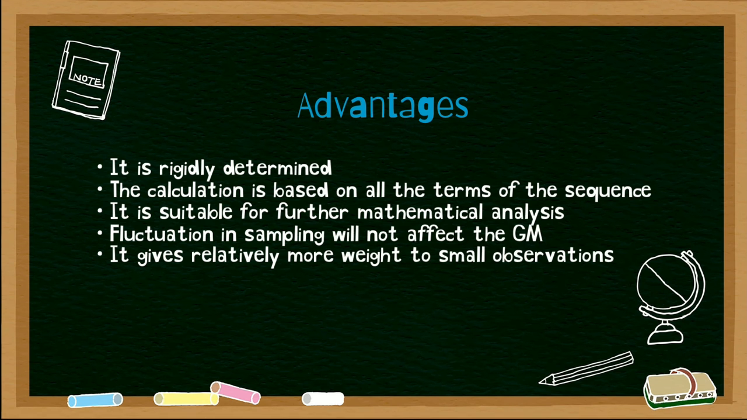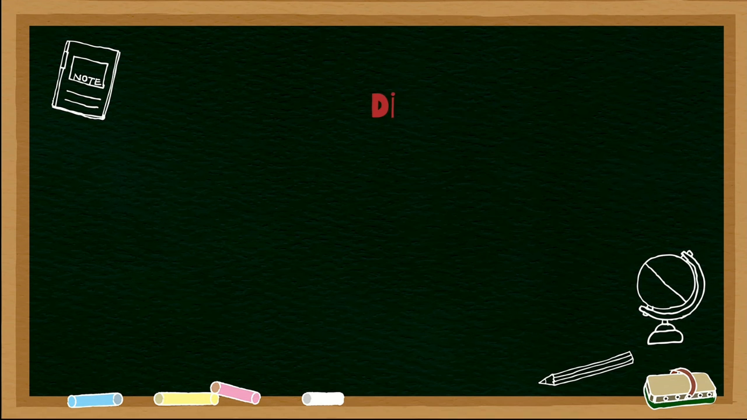Advantages: it is rigidly determined. The calculation is based on all the terms of the sequence. It is suitable for further mathematical analysis. Fluctuation in sampling will not affect the GM. It gives relatively more weight to small observations.